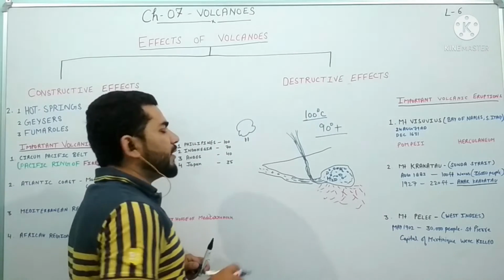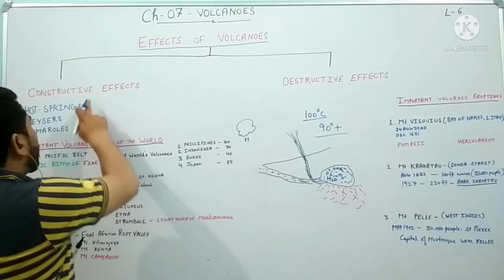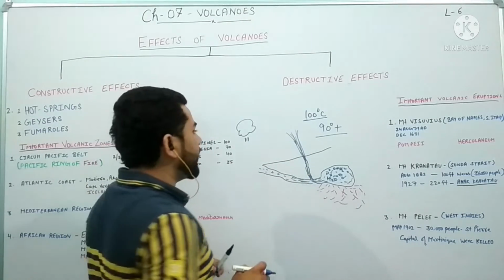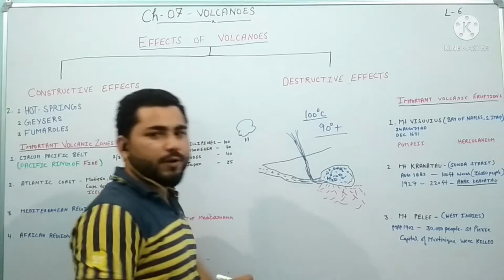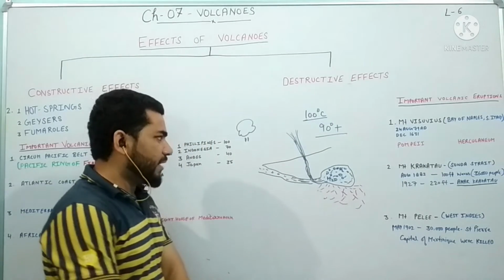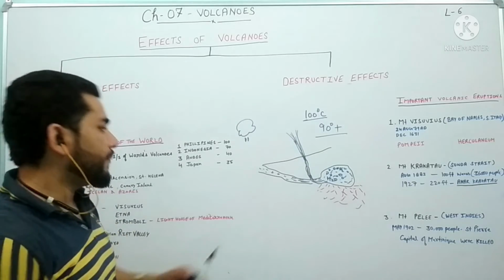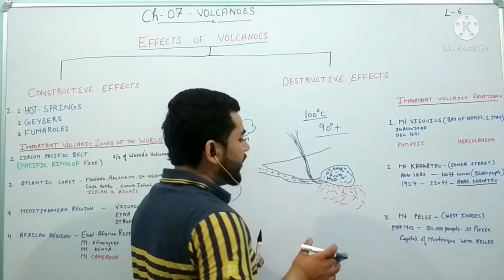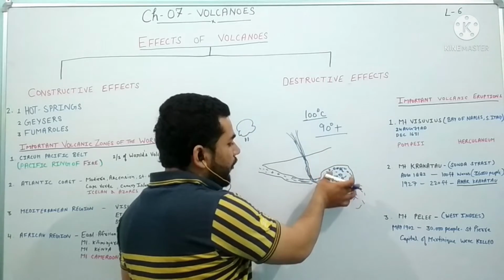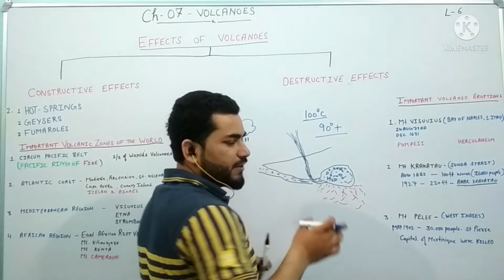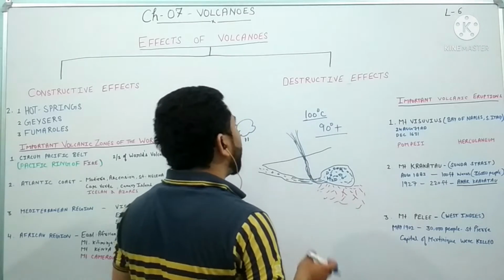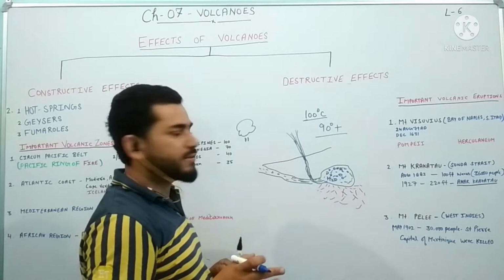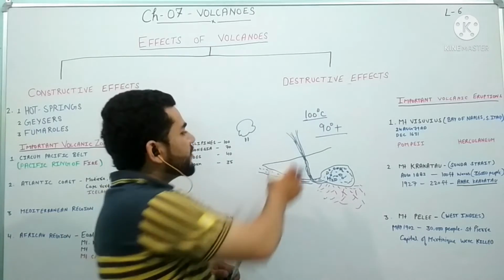So we can take a bath in hot springs, but we cannot take a bath in geysers. It may prove very dangerous for our lives. It has accidentally taken the lives of many people. So this is how a geyser is formed. When the water is boiled at 100 degrees Celsius, and at the surface of the earth its temperature is 90 degrees Celsius or above, then it is called a geyser.